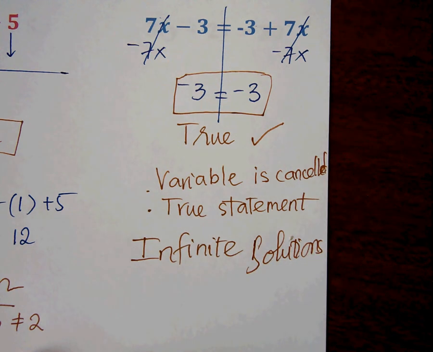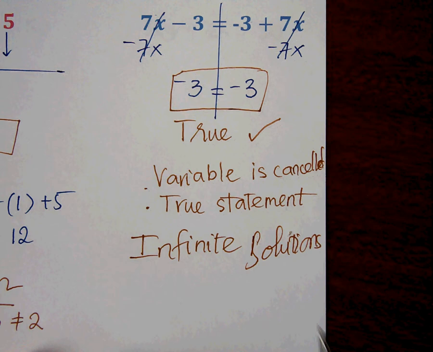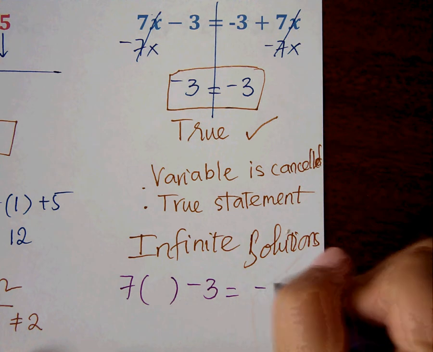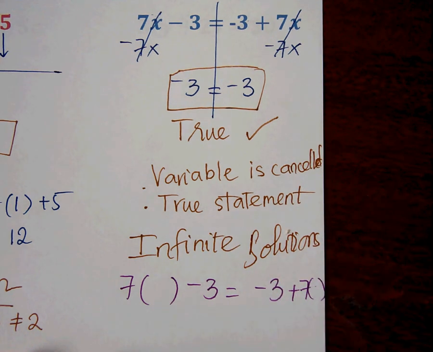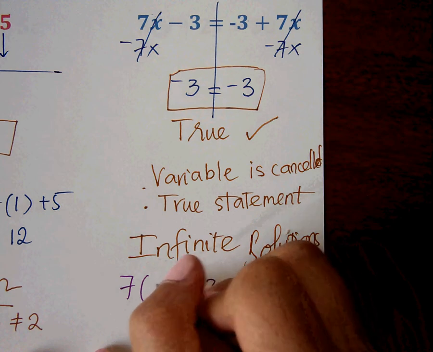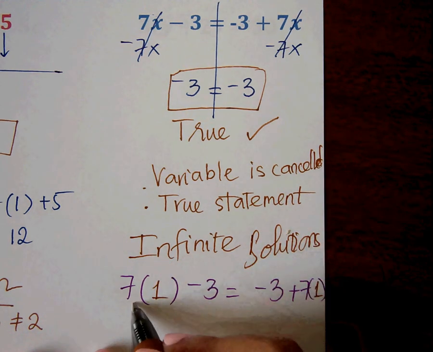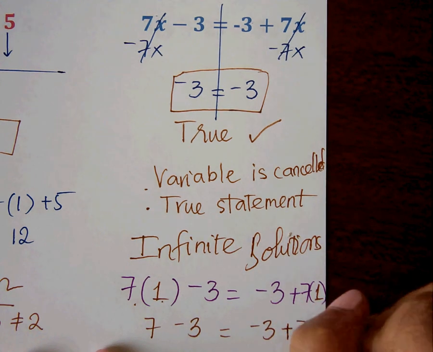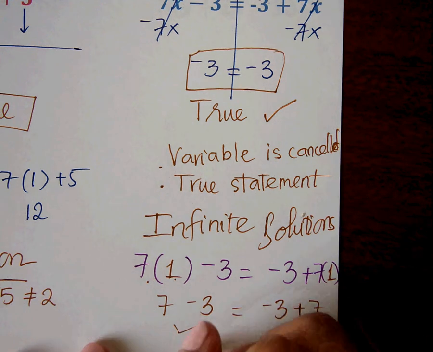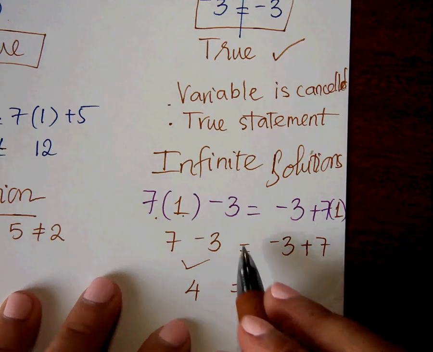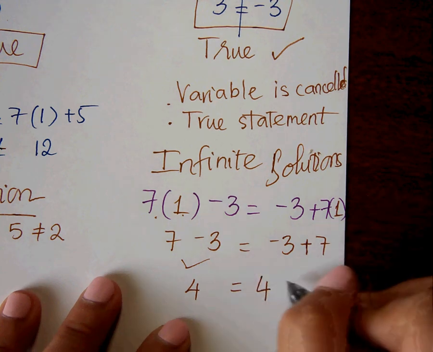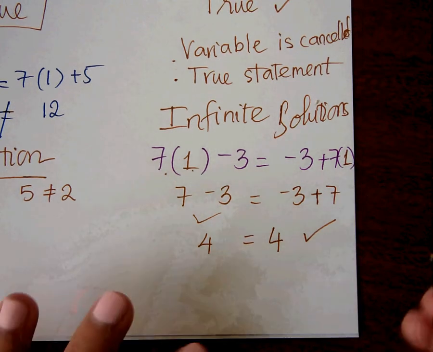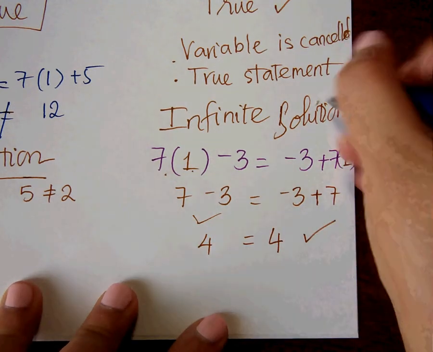So I'm going to pick x, and then I'm gonna plug in the value for x and see if it's gonna be the same on the right side. Okay, I'm gonna pick let's say 1. 7 times 1 is 7, and on this side we have negative 3 plus 7, so 7 minus 3 is 4. Negative 3 plus 7 also 4. 4 equals 4. True. Okay, we ended up with a true statement every time. So we say this one is infinitely many solutions.